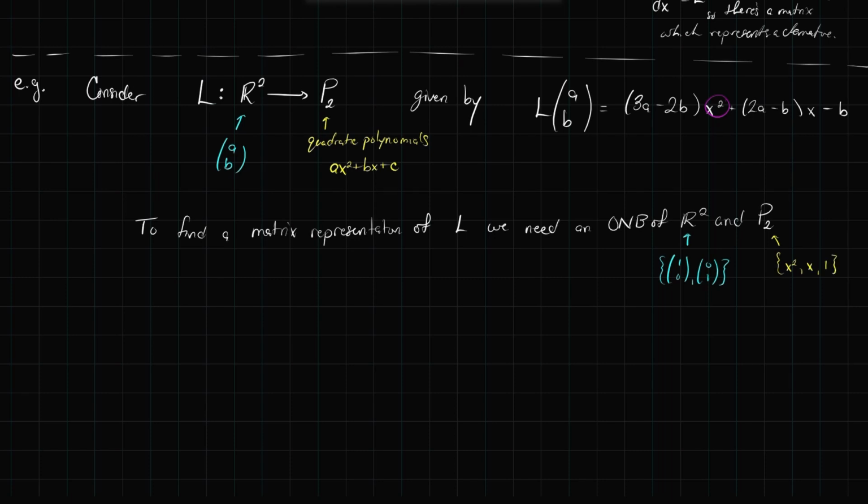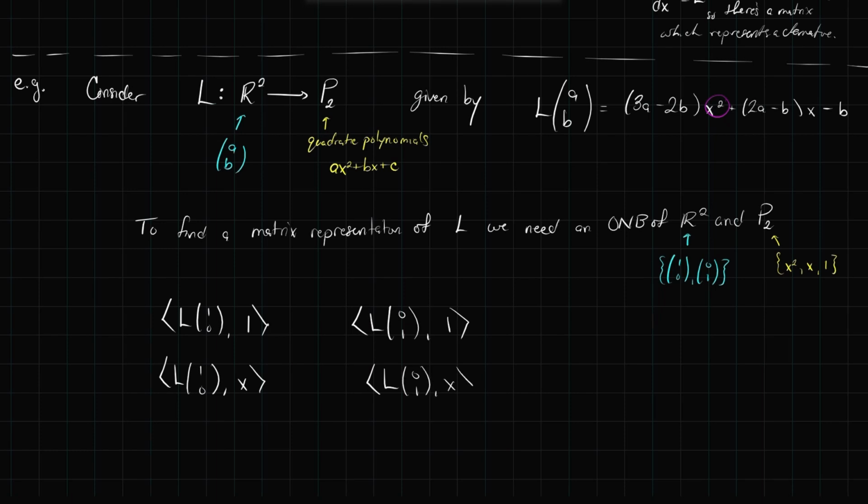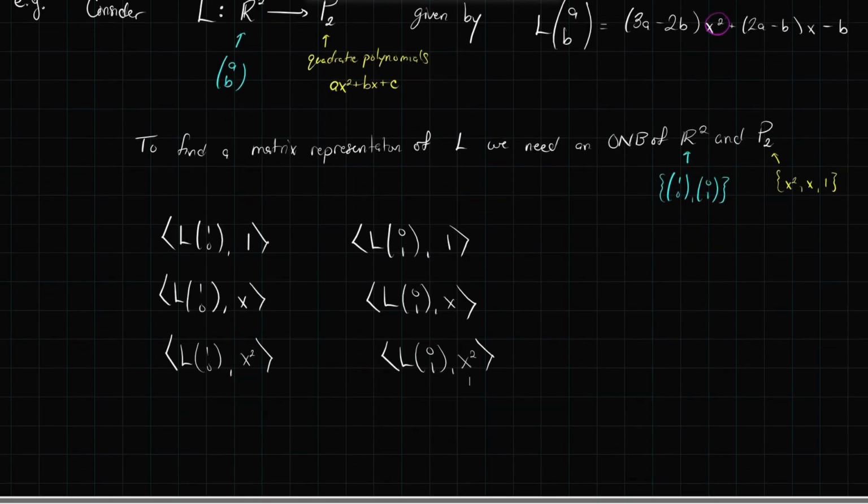And so all we have to do is compute the following. We compute the inner product of L of (1, 0) against the image 1, and then we need the inner product of L on (0, 1) against 1. We need L on (1, 0) against x. We need L on (0, 1) against x. We need L on (1, 0) against x squared. L on (0, 1) against x squared. So let's think about computing each of these.